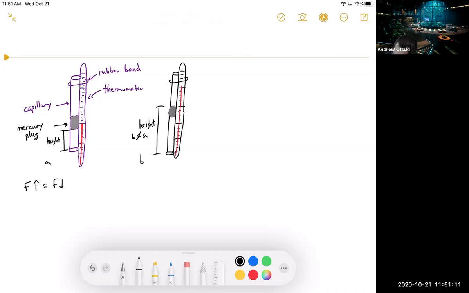So as that rises, what we can say is that the forces acting in the upward direction on the plug are going to be greater than the forces acting on the top of the plug pushing it down. That's why we see it slowly rise, and eventually we get to a situation C where again we have our plug here.